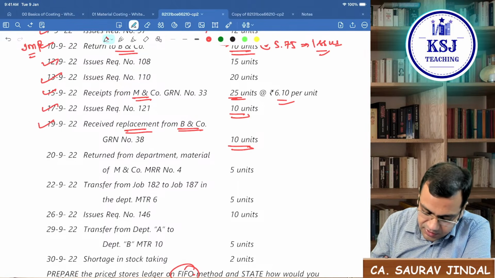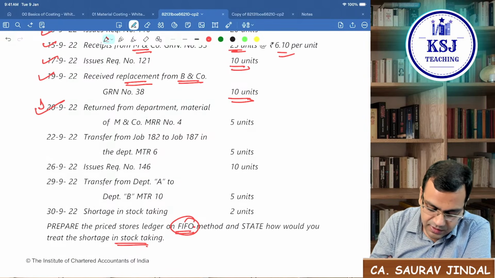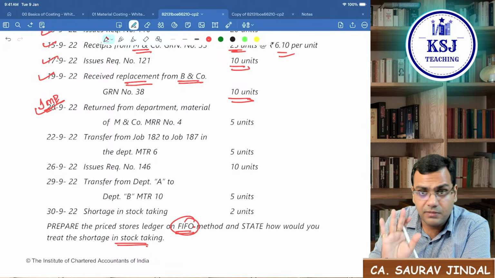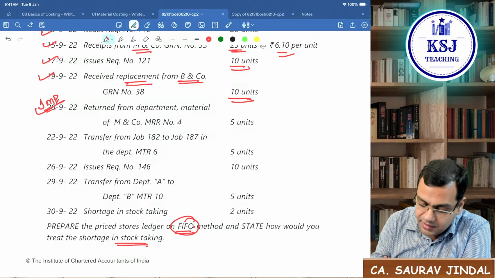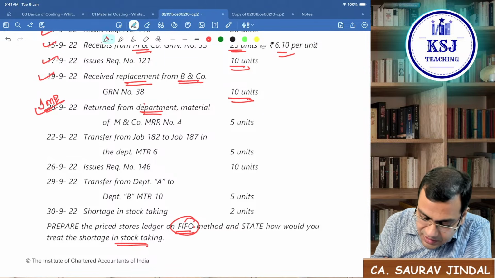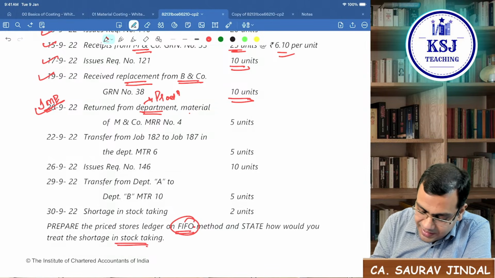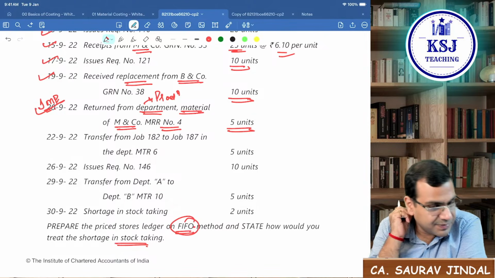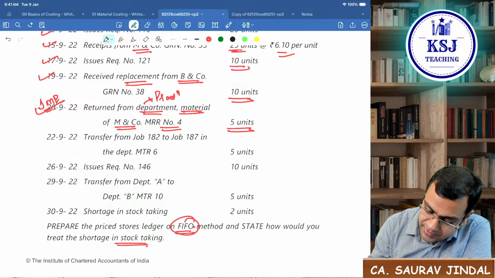After that, the next transaction, now comes this transaction. This is an important transaction here. What they are saying is return from department. Read it very carefully. What they are saying is return from department. Department means what? From the production. Returned from production, material of M and Company, MRR 4, 5 units. 5 units. So this is returned back to the store.